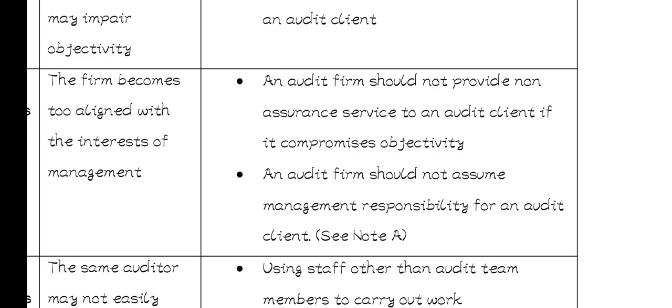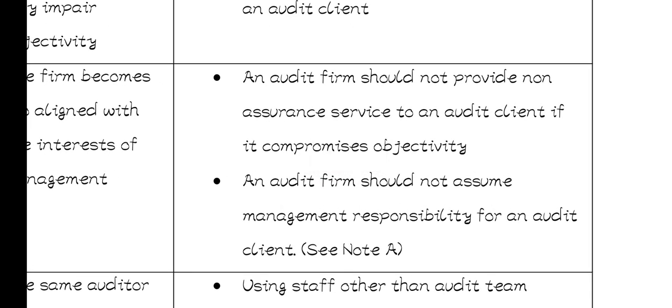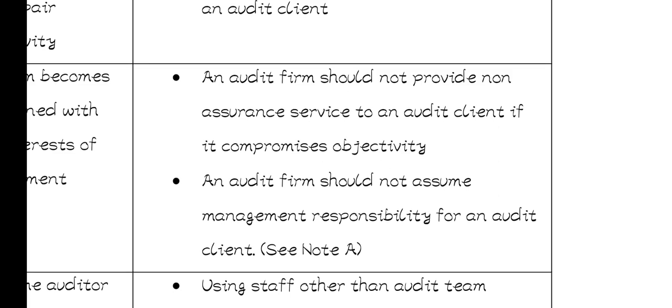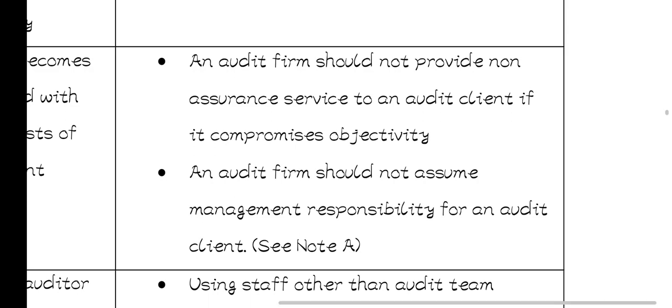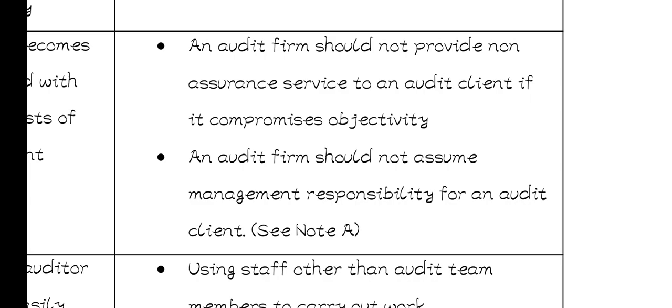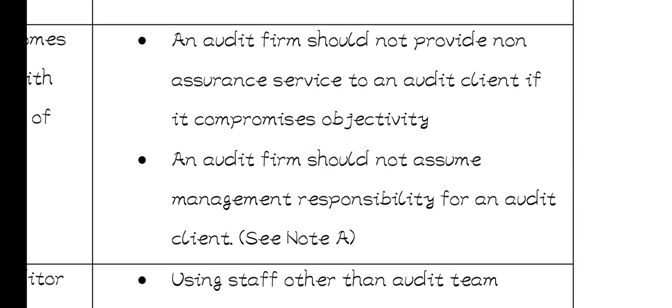So how can you protect yourself from this? First is that an auditor should not provide non-assurance services to an audit client if it compromises your objectivity. If you know that you will not be able to give the right opinion in case you offer other services to that client, you shouldn't offer those services. So an audit firm should not provide non-assurance services to an audit client if it compromises their objectivity.